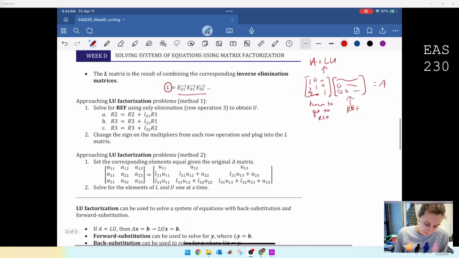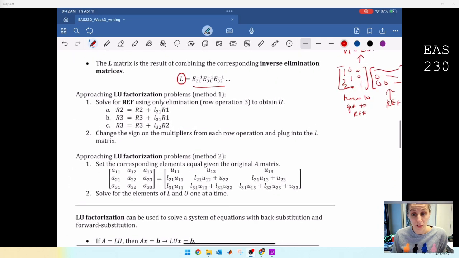Here's our process. Solve for REF only using elimination, which means we are going to use these 3 row operations every time. There's no thinking beyond this. Memorize these 3 row operations. Do not get creative. This is it. Follow these steps.